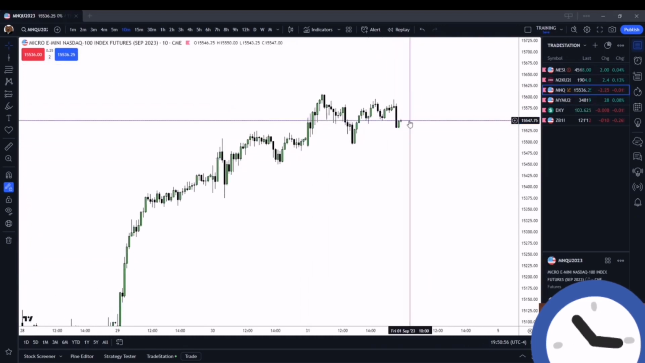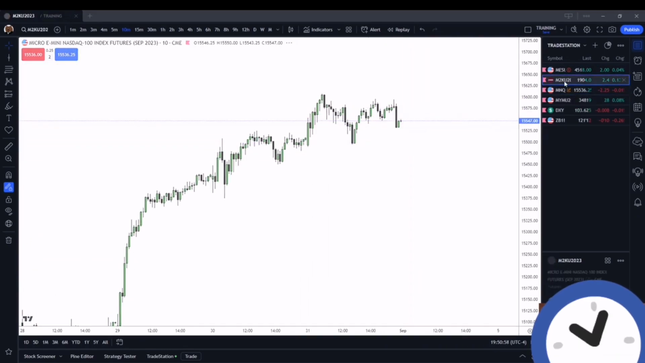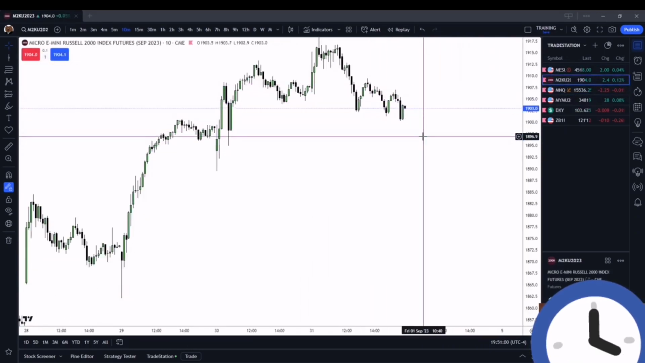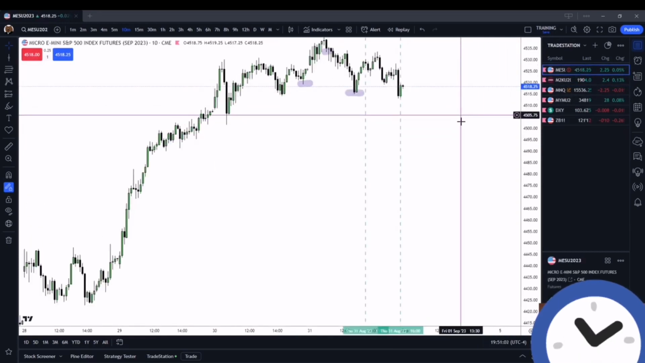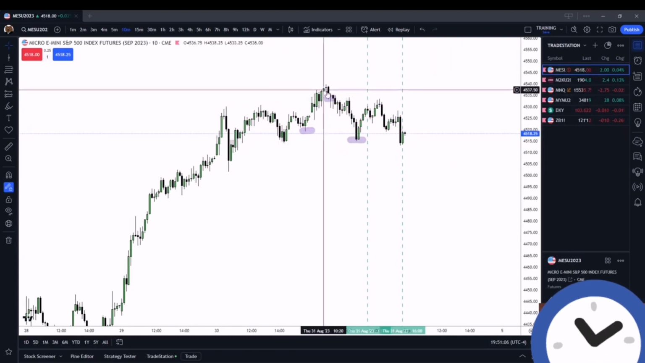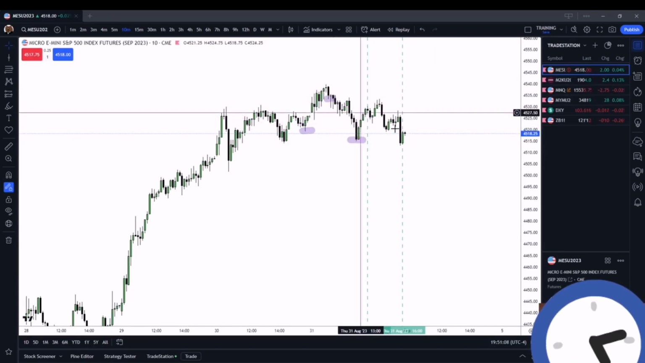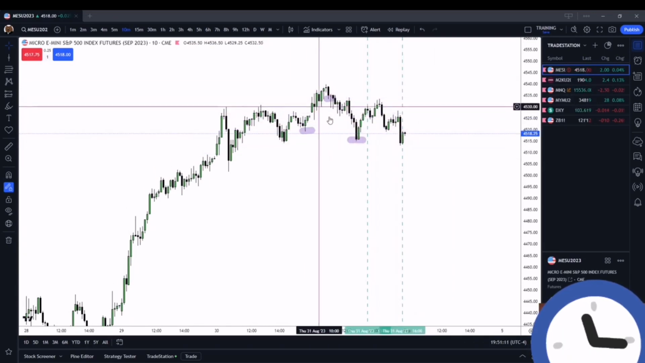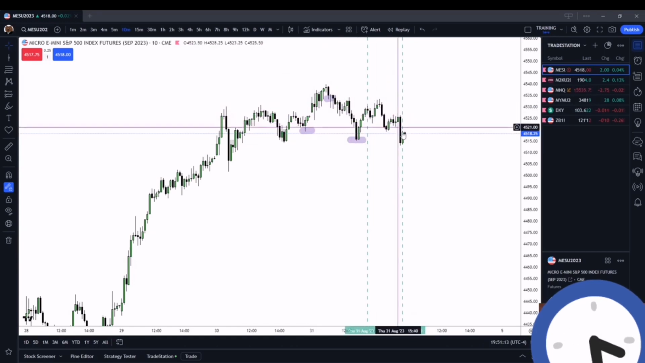NASDAQ was pretty choppy, did not really want to go lower. Micro Russell was also a clean move down, not as clean as the YM. And then your S&P 500 or MES, pretty choppy as well. Probably your cleanest move with the least number of wicks or inefficient price delivery came during the PM session.